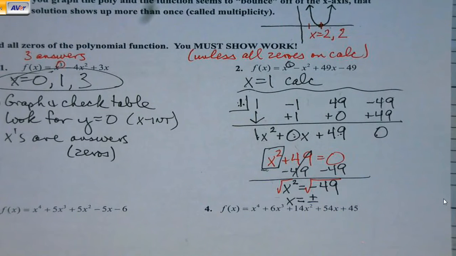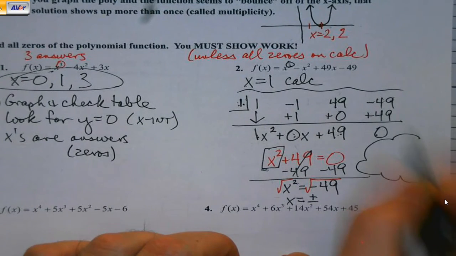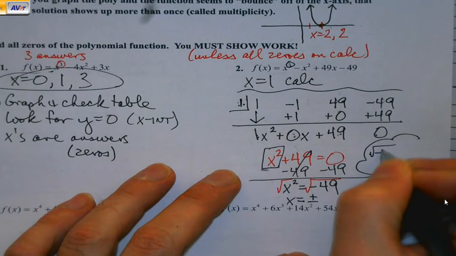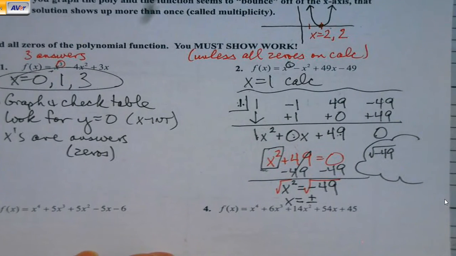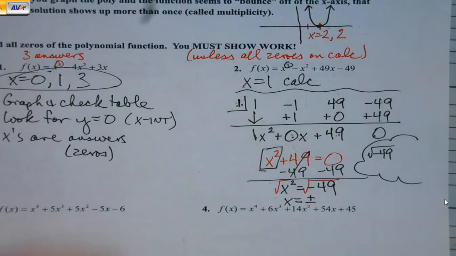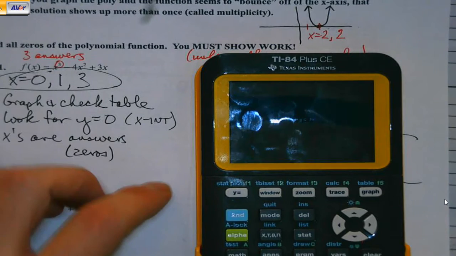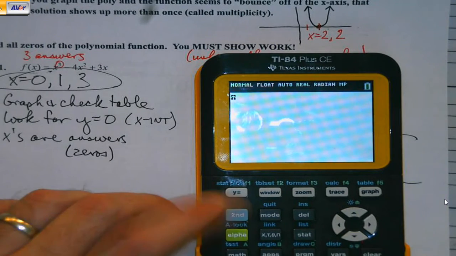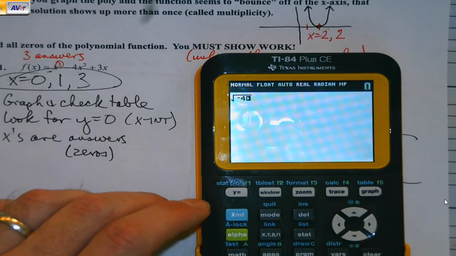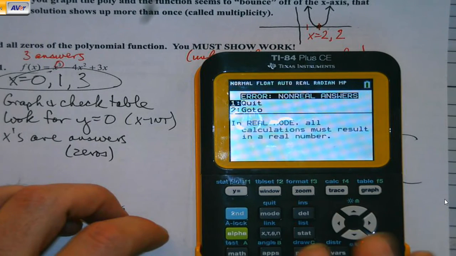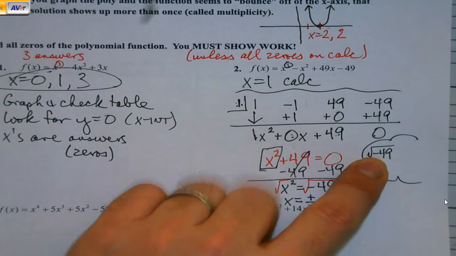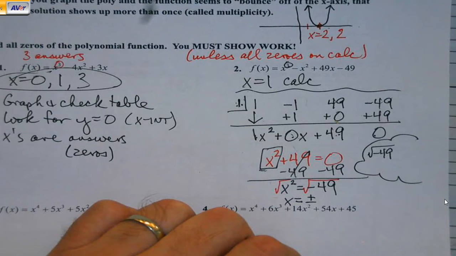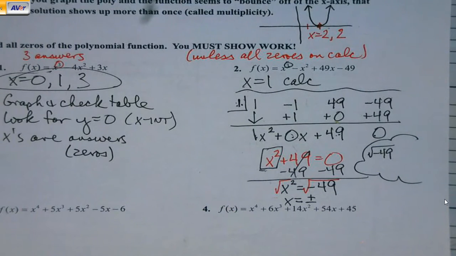Then I've got to remember, when I'm taking the square root of a negative number, if I try doing that in my calculator, I get a problem. If I do the square root of negative 49, it says error, non-real answer, because you can't take the square root of a negative. How do I get the negative out? Take an i out.